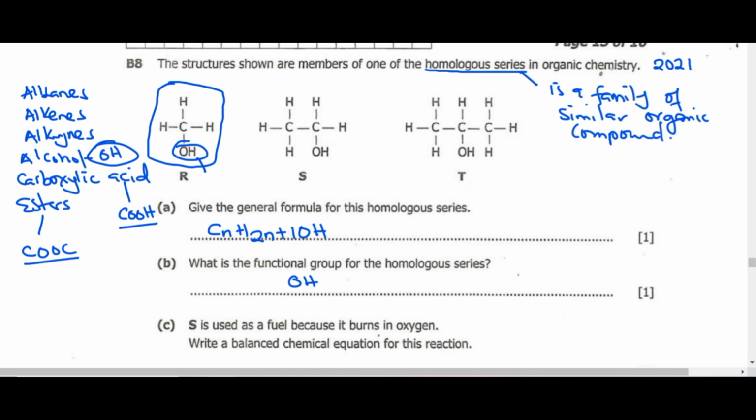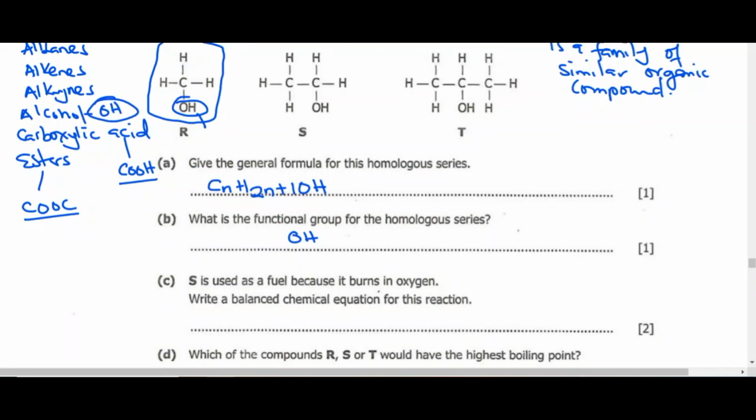And then when we look at S, it is used as fuel because it burns in oxygen. Write a balanced chemical equation for this reaction. We have to know and understand what we mean when we say balanced. Let me try to explain something before we proceed. S is used as fuel. S is used as what? As fuel because it burns in oxygen.